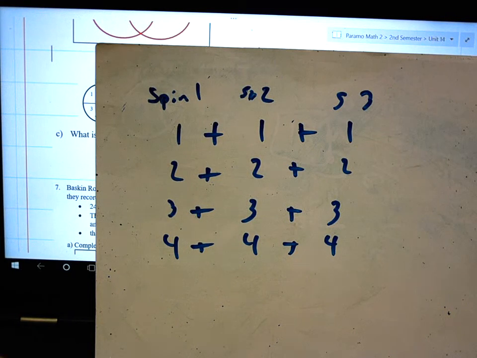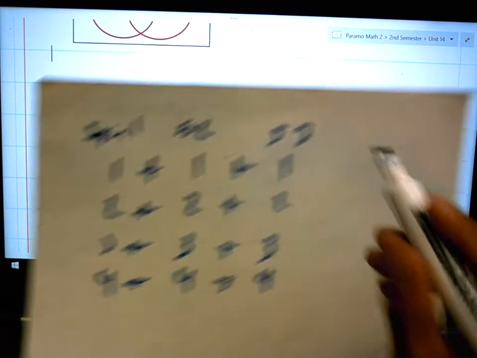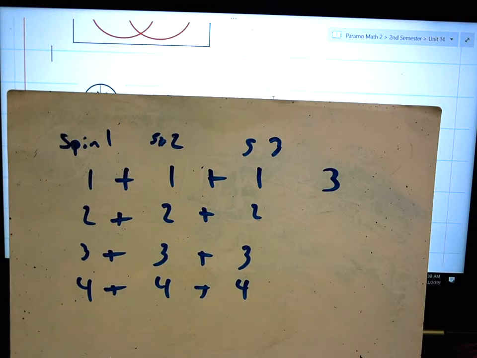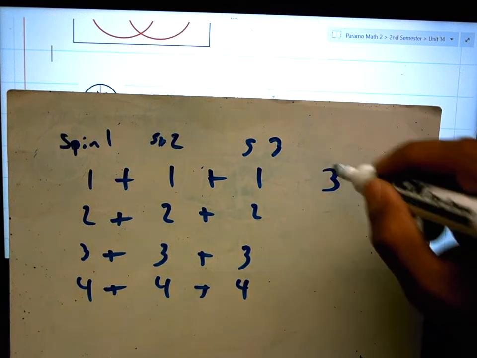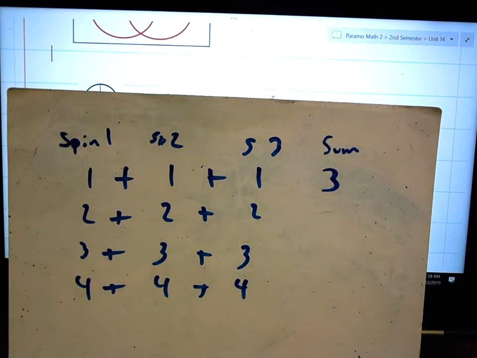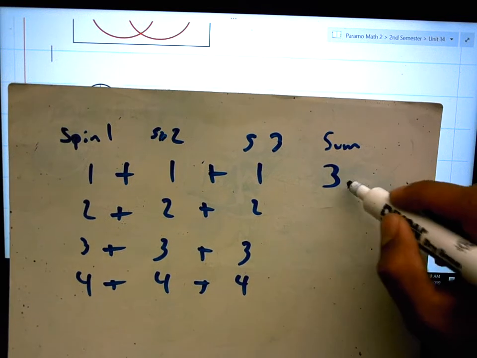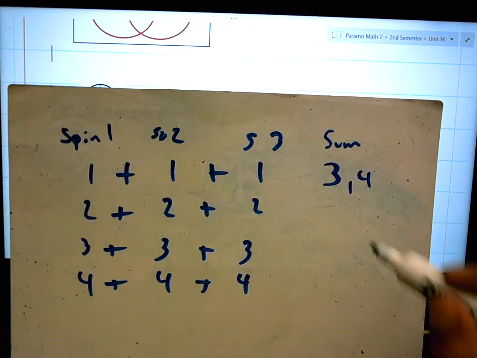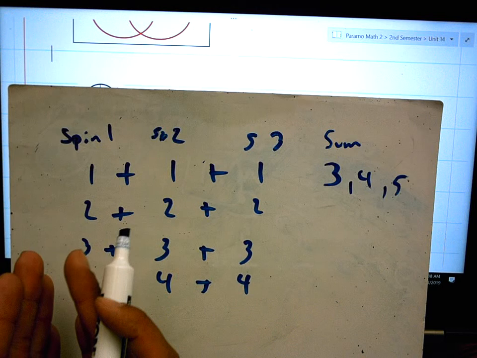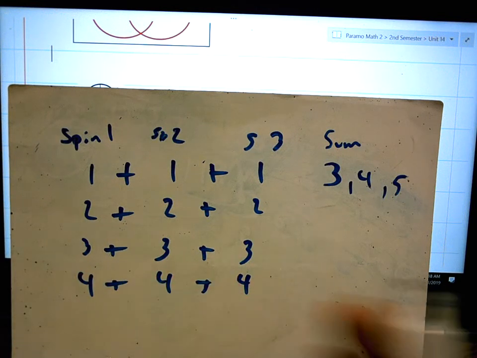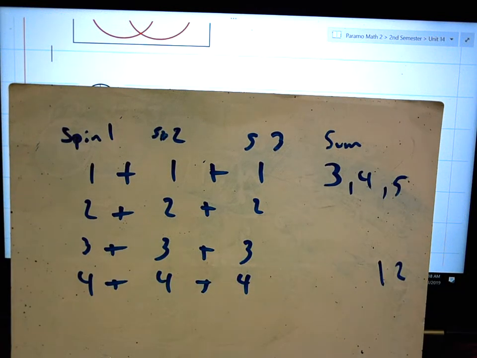So when you think about what are the possible outcomes of this sum of 3 different spins, the smallest that it could be would be 3. If I added 1 plus 1 plus 1, that's a sum of 3. The next number would be 1 plus 1 plus 2, which means I can get a 4, or I can get a 5, and then I think about all the numbers that I could get. But the largest sum would be the biggest number plus the biggest number plus the biggest number, which means we should have sums all the way up to the number 12.